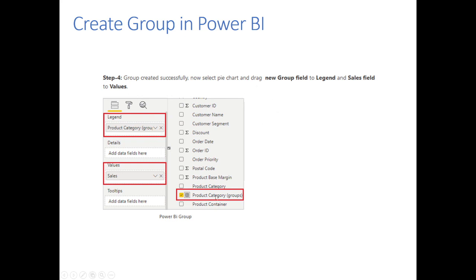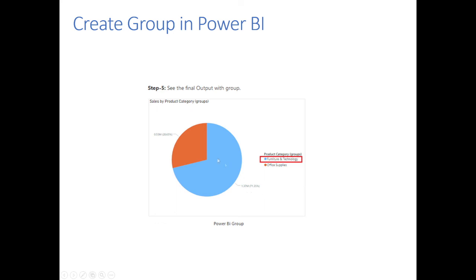Now select the pie chart and drag the new group field. So we have product category groups. We drag this one to legend, and then sales to values. This time it will show only two categories because we have the group, furniture and technology.